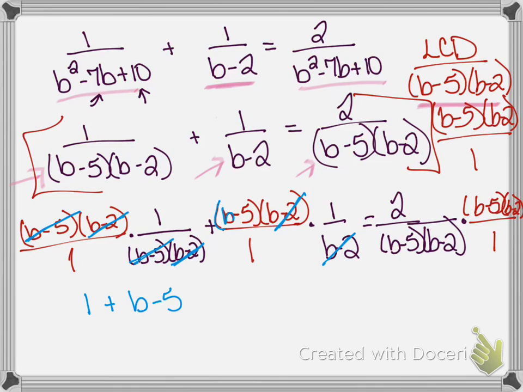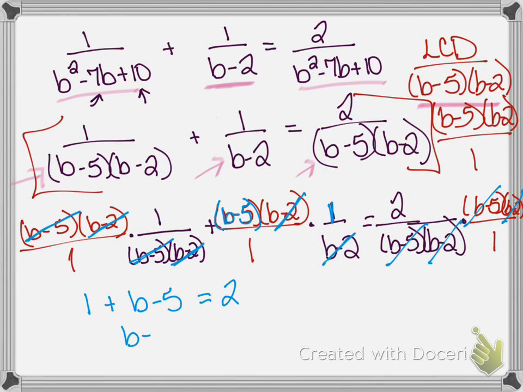Now this b minus 5 is multiplied times 1. So I'm distributing a 1, so it's fine. Okay? Then, for my last one, I've got b minus 5 and b minus 5, b minus 2 and b minus 2. So I'm just left with 2. Okay?